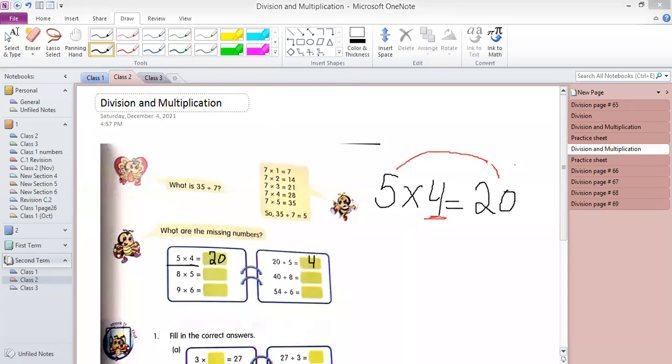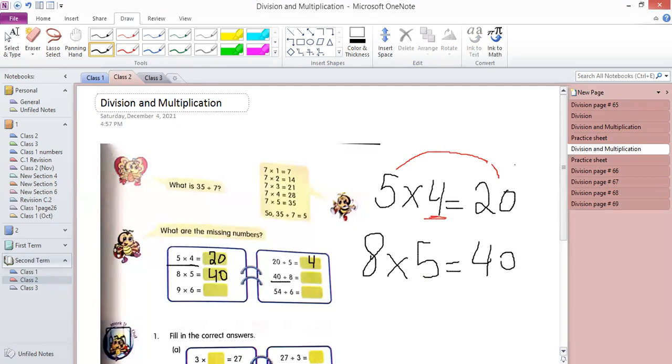Very good. I tell you what is 8 multiplied by 5. 8 multiplied by 5 is equal to 40. Can you tell me 40 divided by 8 equals what? Five. Very good. So guys, this is 8 multiplied by 5 equals 40.